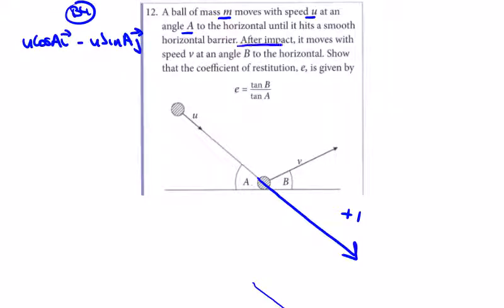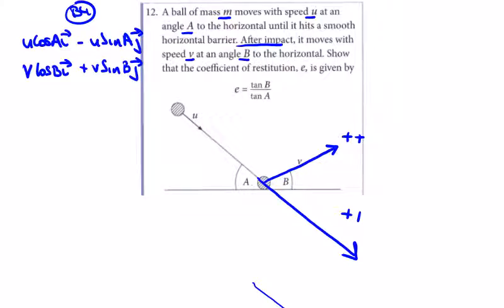Afterwards, after impact, it moves with a speed v at an angle b to the horizontal. So we're going to have v cos b in the i direction. And we'll imagine it's going to rebound up this way according to the diagram. Positive, positive. So plus v sin b in the j direction.